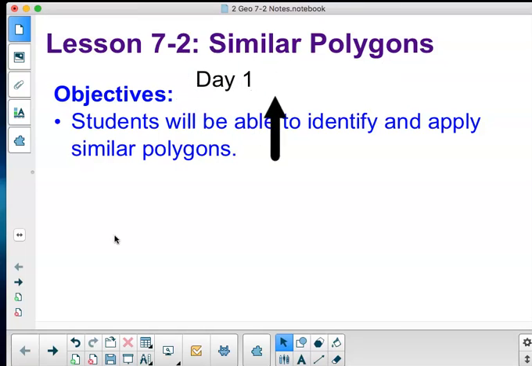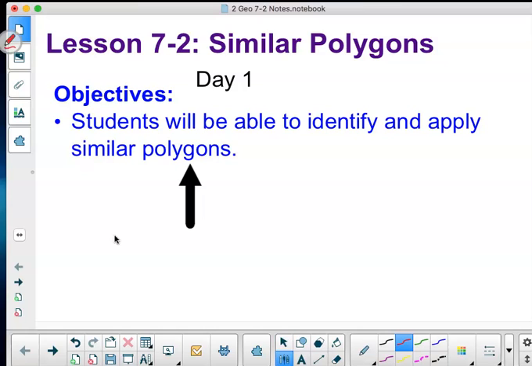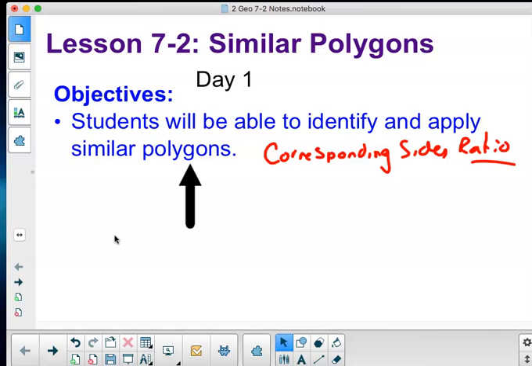This is day one. Our objective today: students will be able to identify and apply similar polygons. The theme is really ratios of corresponding sides. You may have done these another way and they will work sometimes, but if you set up corresponding sides, it will work all the time. So keep that in mind.